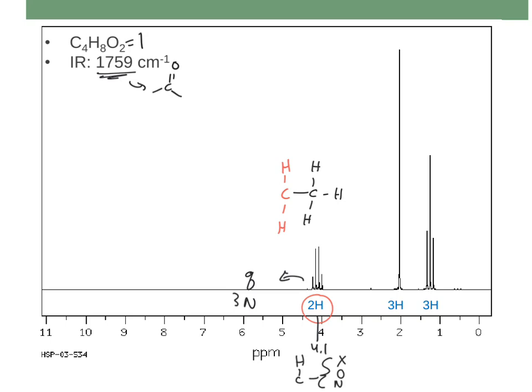In our case, this must be oxygen because that's all I've got in my formula. It must be attached to an oxygen. That must be the electronegative thing that it's attached to. So I'm going to put an oxygen here, right? That's why it's shifted down to 4.1. That's why it's downfield at 4.1.